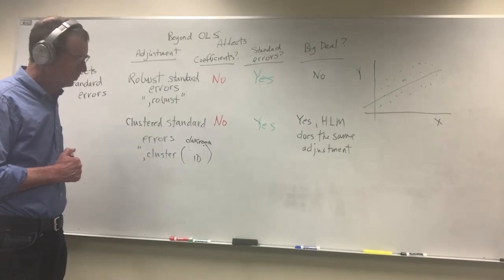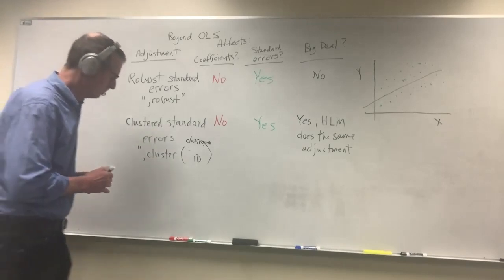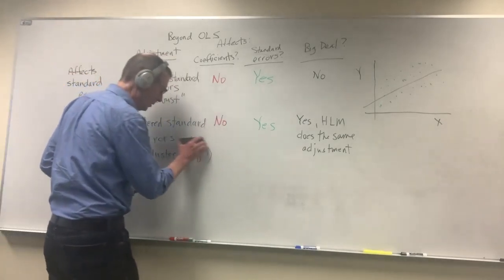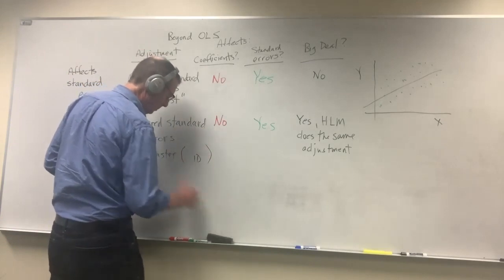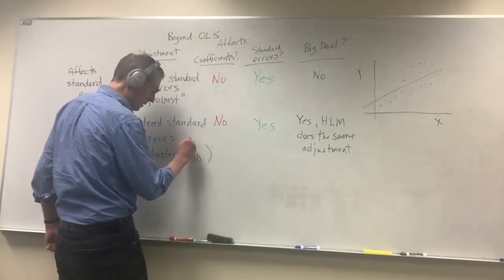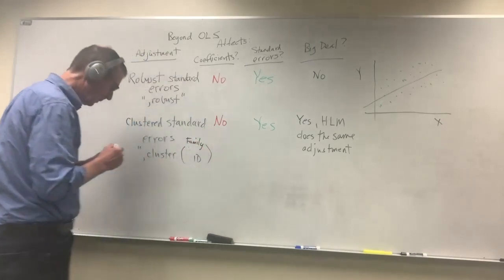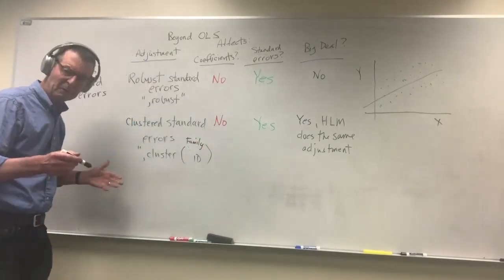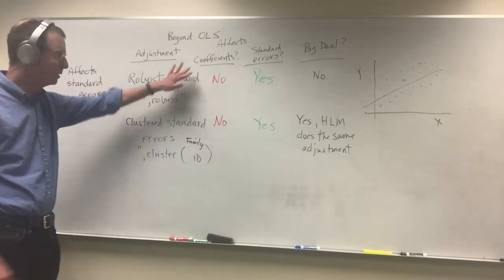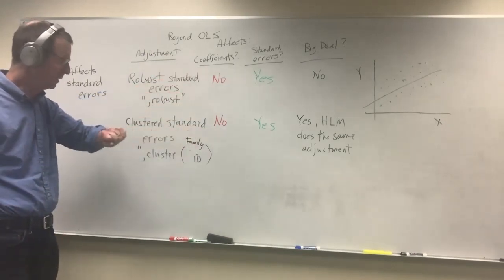This is also something you can do if you've got a sample of siblings in the same family. Again, we talked about family fixed effects. That's different. That's going to affect coefficients. It's not going to affect standard errors.